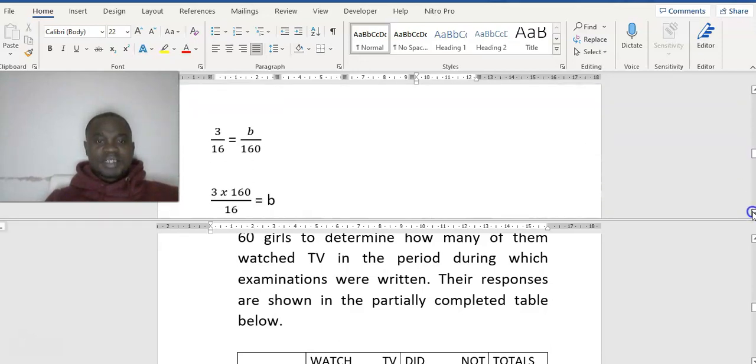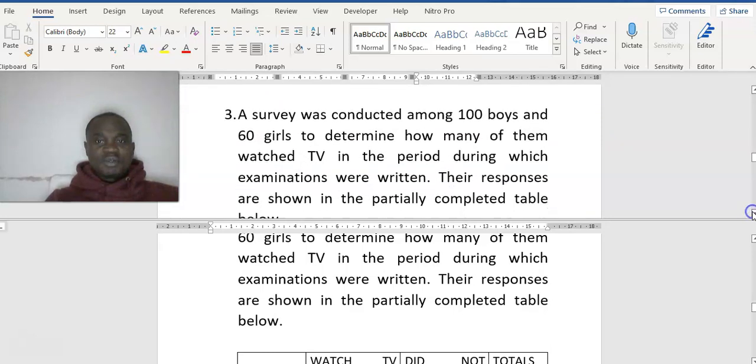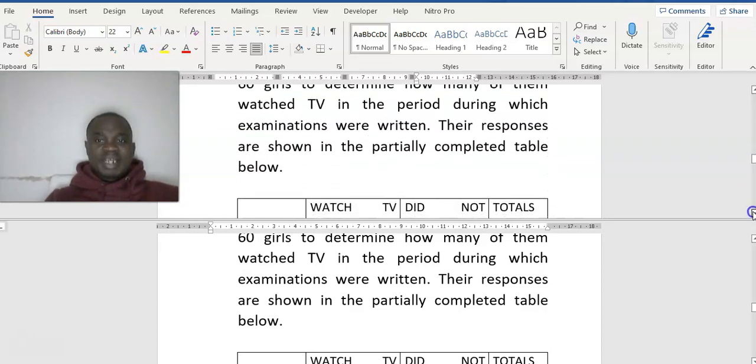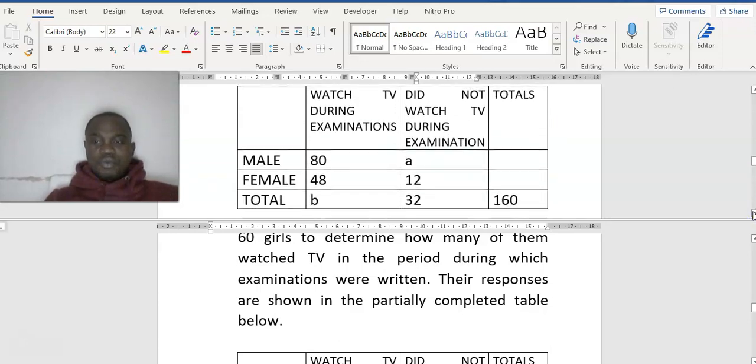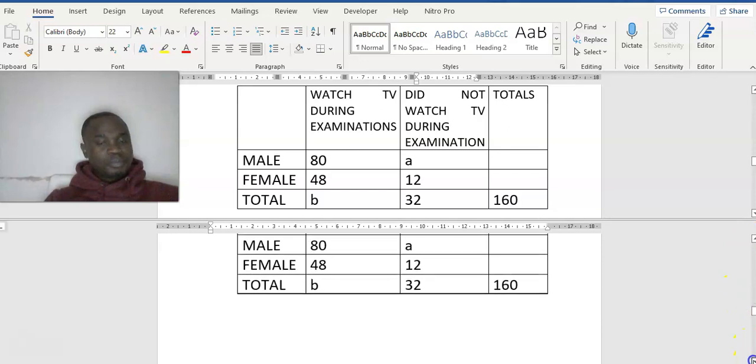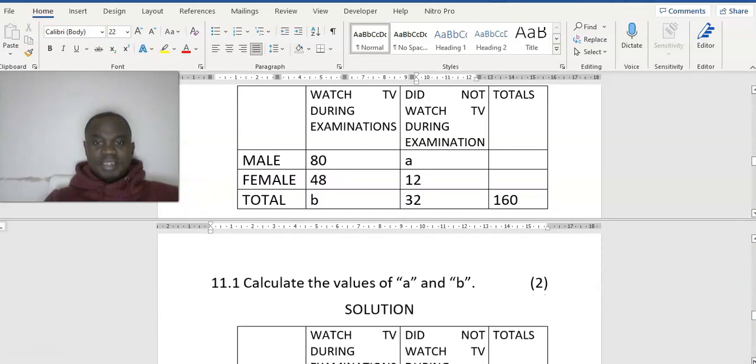Our next question says, a survey was conducted among 100 boys and 60 girls to determine how many of them watched TV in the period during which examinations were written. Their responses are shown in the partially completed table below. So this one, we have this information. What do they want us to do? Calculate the values of A and B. They want us to calculate the value of A and also the value of B.